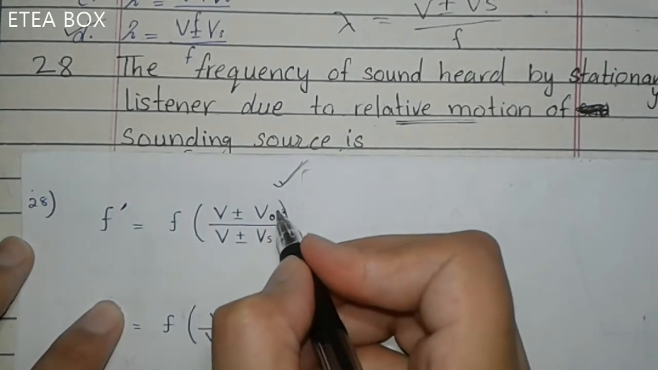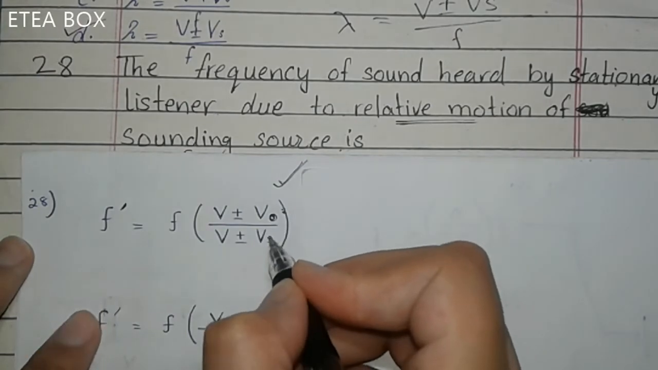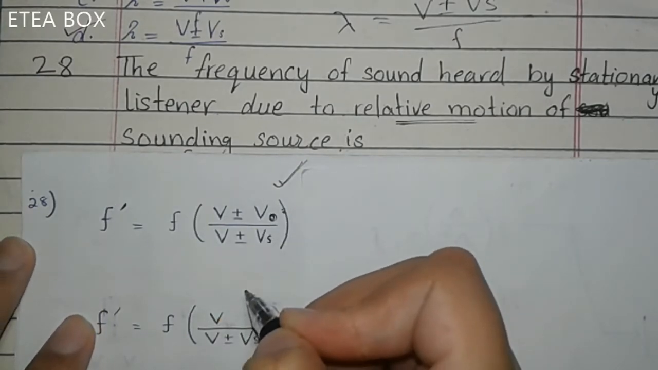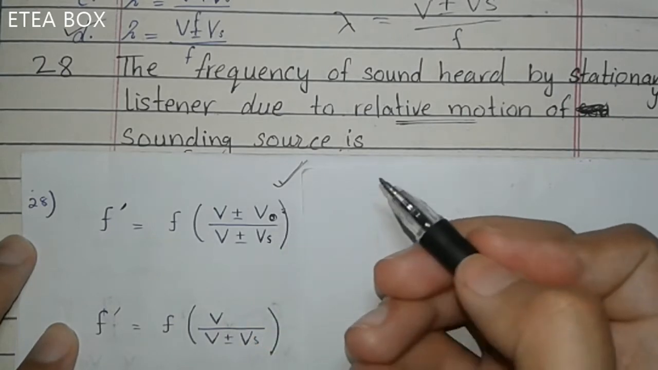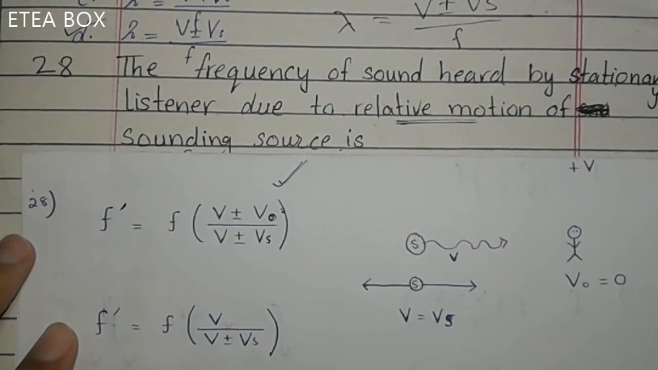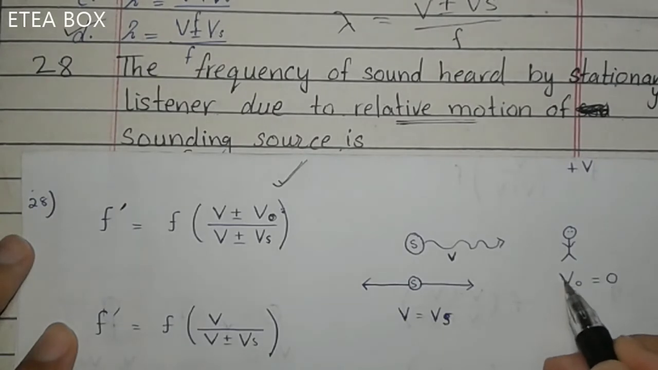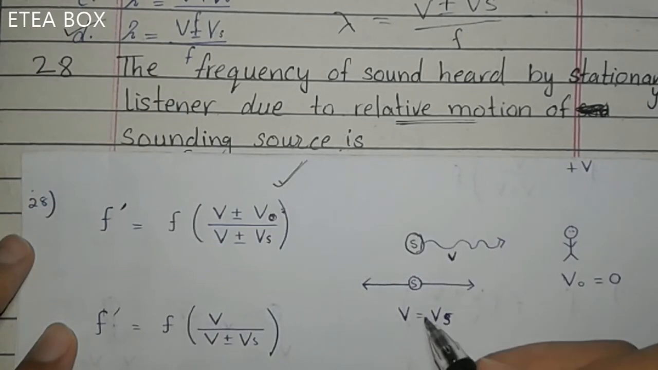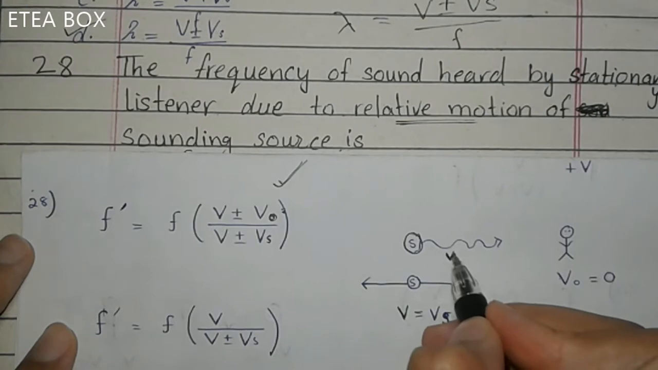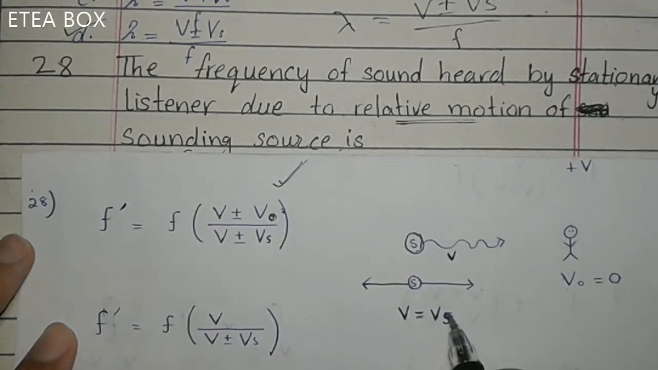Look, this O represents the observer and this S represents the sounding source. Just memorize this one equation, then the Doppler effect will be very easy. Now look at the condition. Here the observer is stationary, so his velocity is 0. The sounding source is in motion. This is the velocity of sound, and the velocity of the source is equal to Vs.